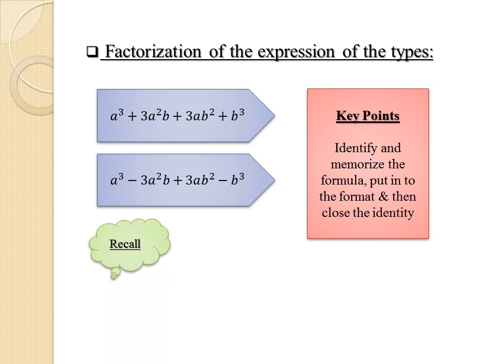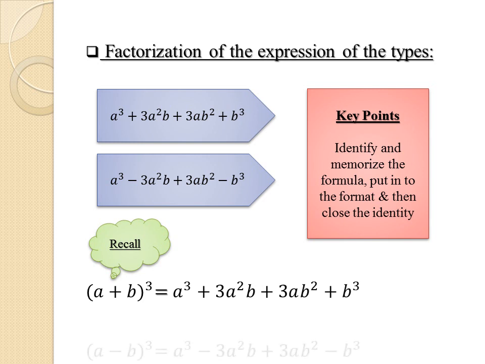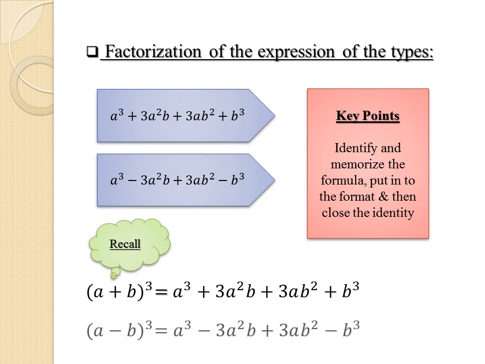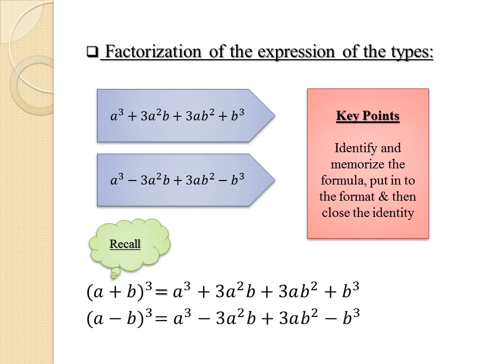But students, you just need to revise the formulas you have studied in chapter number 4, which are: first one was a plus b whole cube is equal to a cube plus 3a square b plus 3ab square plus b cube. The second one was a minus b whole cube, which was a cube minus 3a square b plus 3ab square minus b cube.